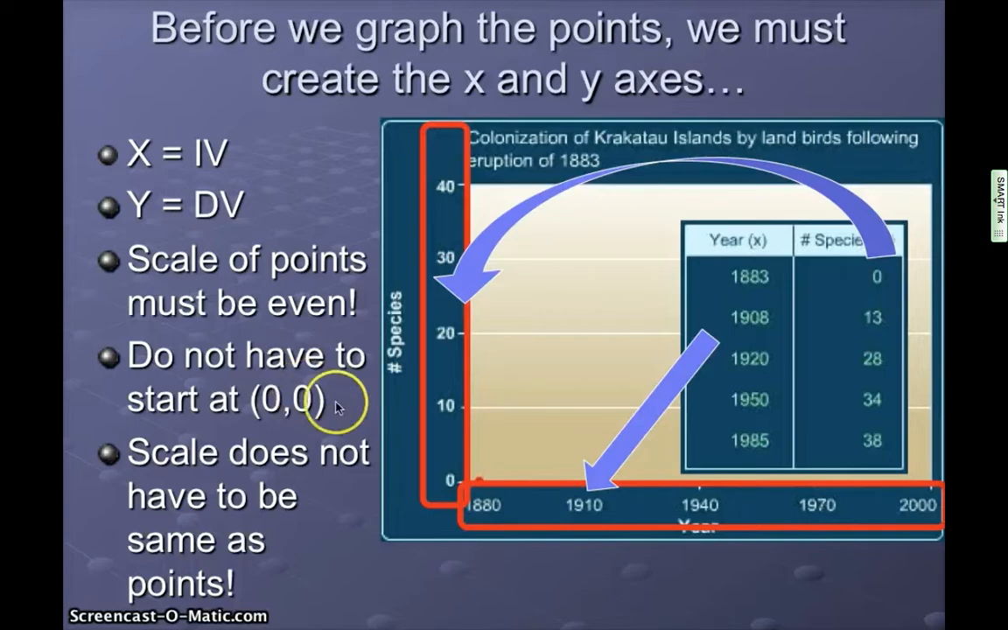Again, you don't have to start at 0, 0, and the scale doesn't have to be the same as the points. So sometimes we'll get crazy points and the numbers might not be consistent, like 10, 20, 30, 40. Do not feel the need to just write the points 17, 23, 47 just because they're given. Make sure that they're always even increments going up.